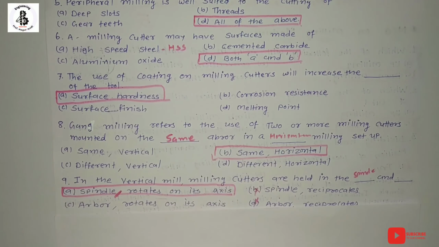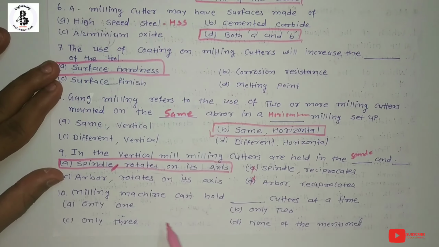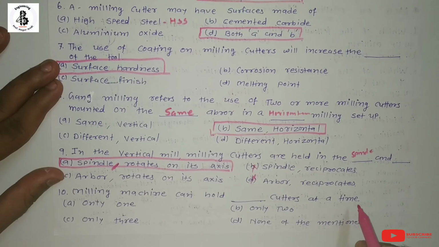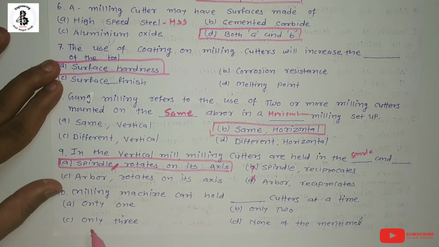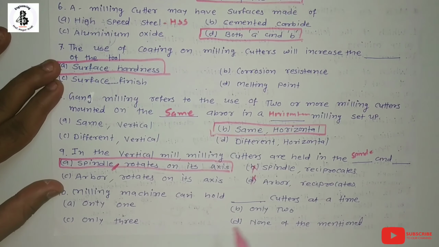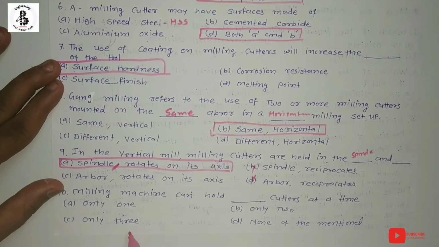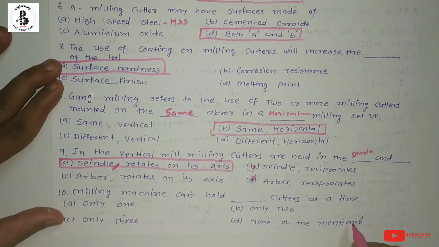Then next question, a milling machine can hold which cutters at a time? Option A, only one. Option B, only two. Option C, only three. Option D, none of the mentioned.